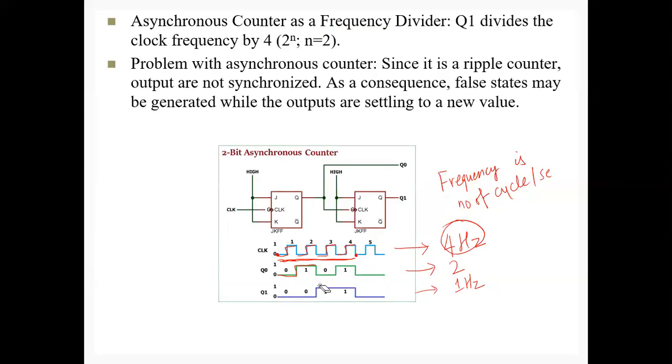So that's why this synchronous counter also is a frequency divider. Suppose you have a high frequency signal, right? Then if you want to divide the frequency, what kind of counter do you use? This kind of counter. So this counter also acts as a frequency divider.